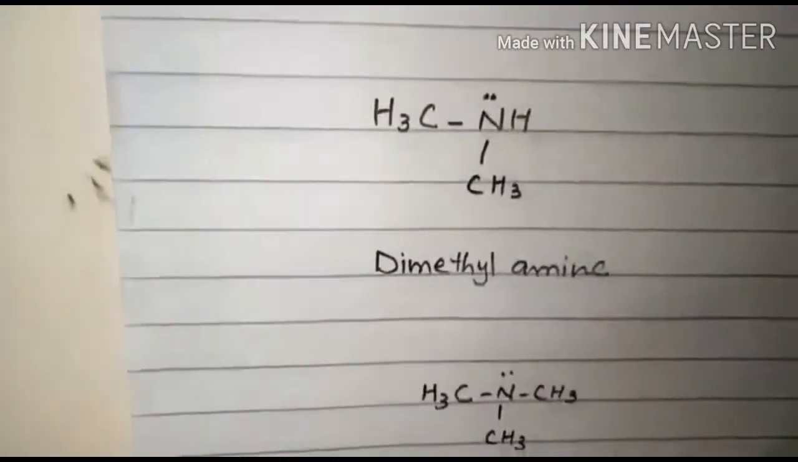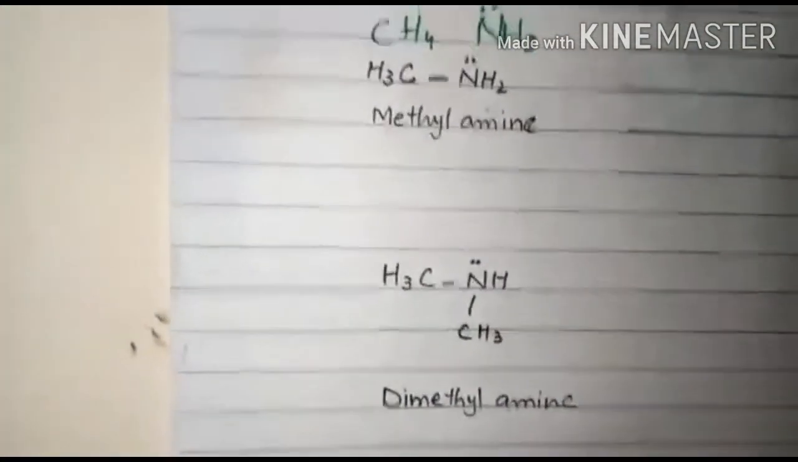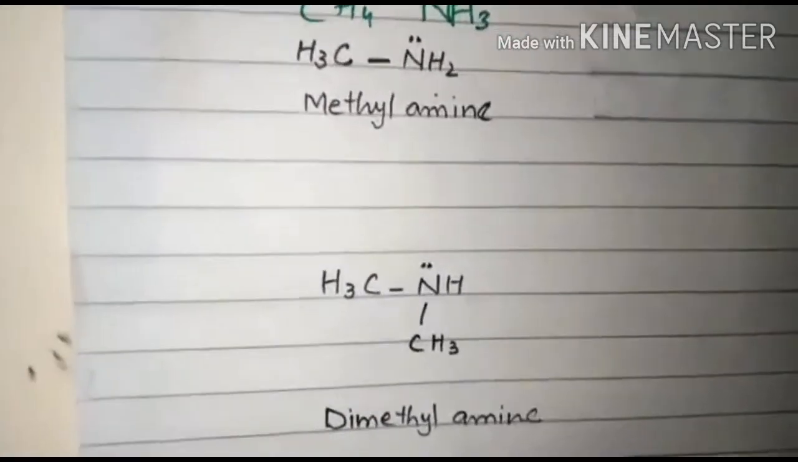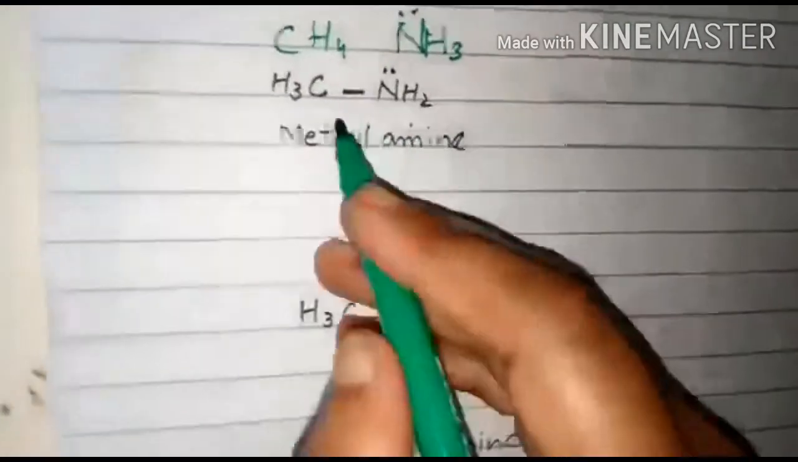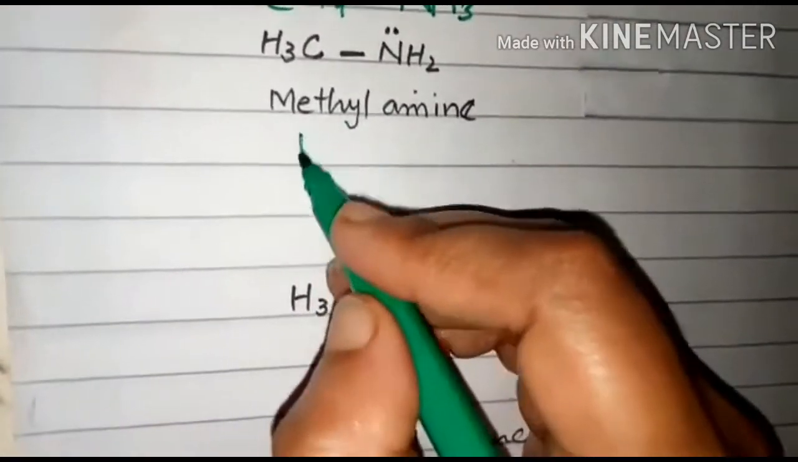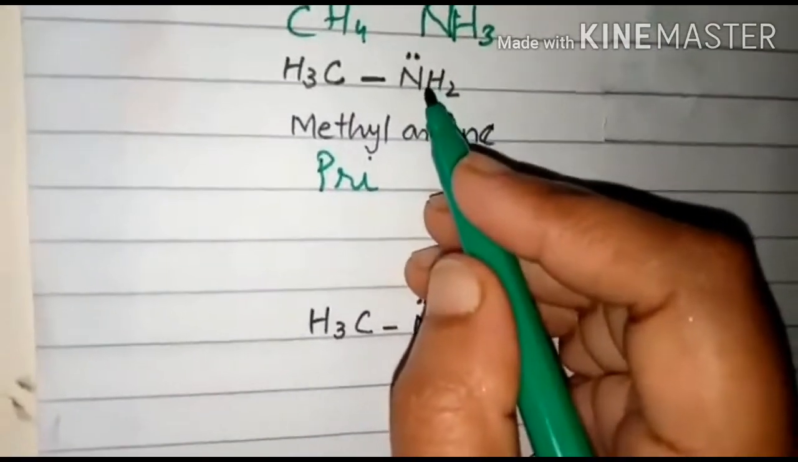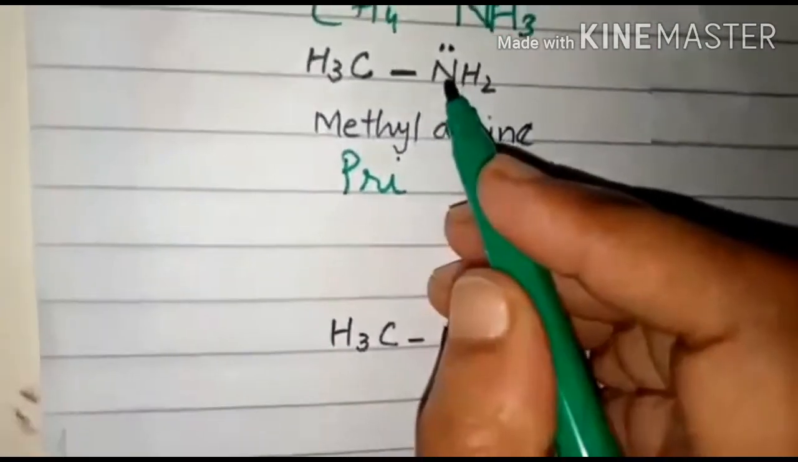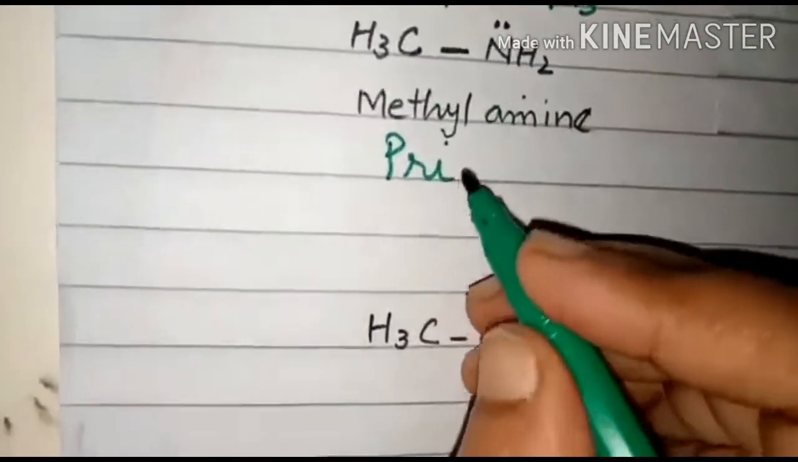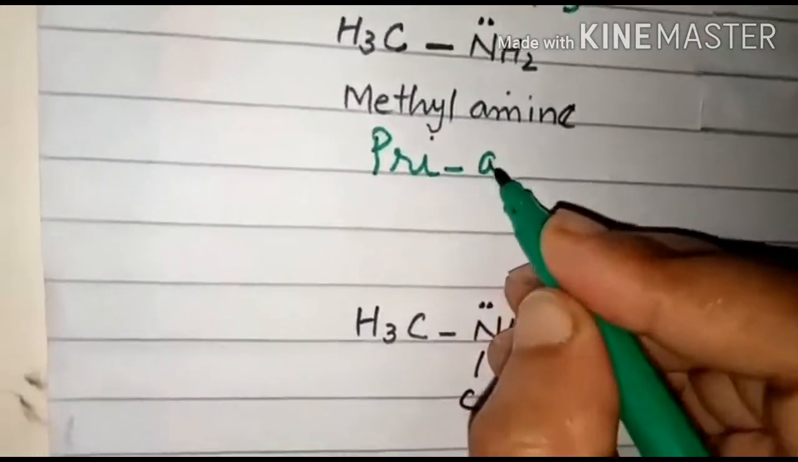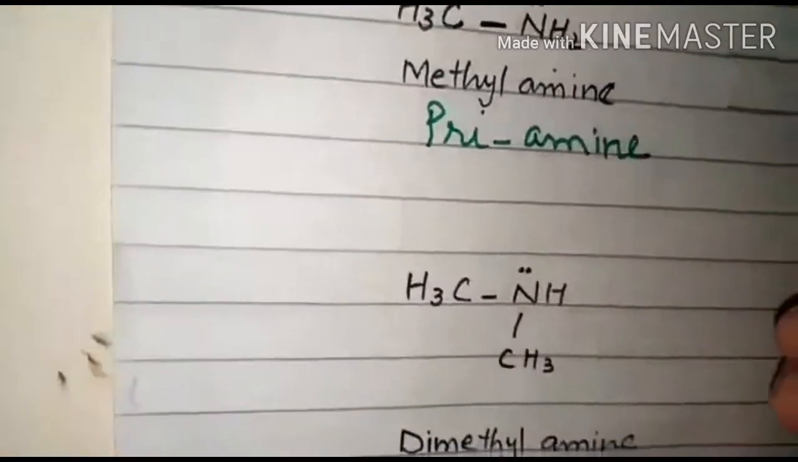We can also classify these amines as primary, secondary and tertiary. Recall your concept of the primary. What is the primary amine? In primary amines, the hydrogen which is removed from this nitrogen is attached to only one carbon atom. So it is a primary amine.